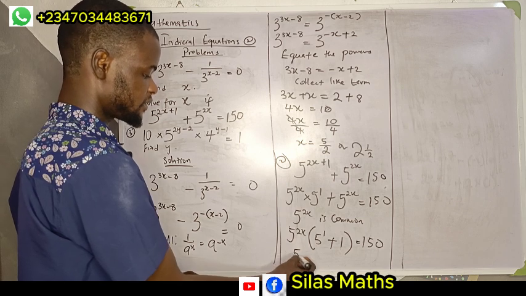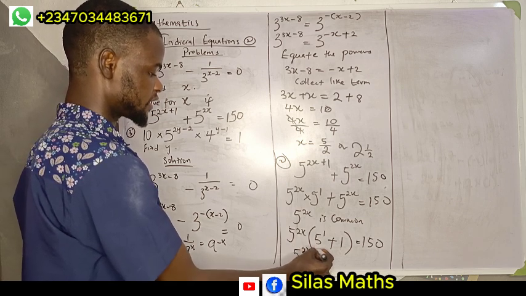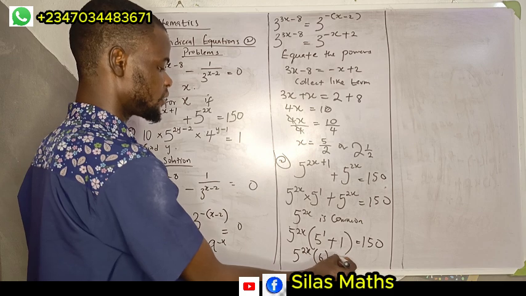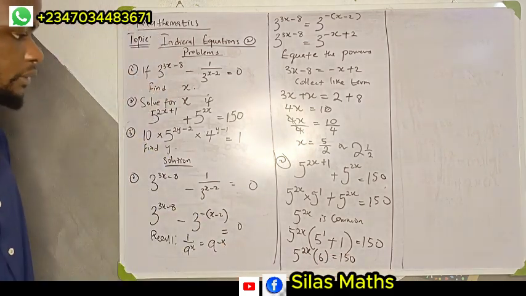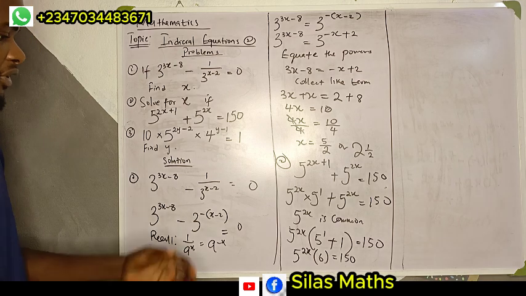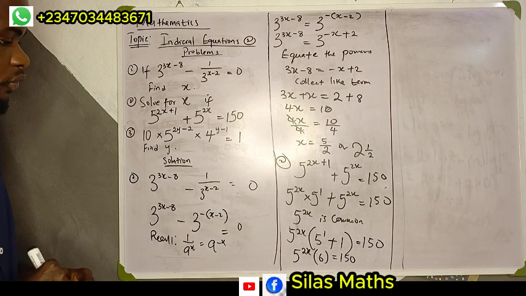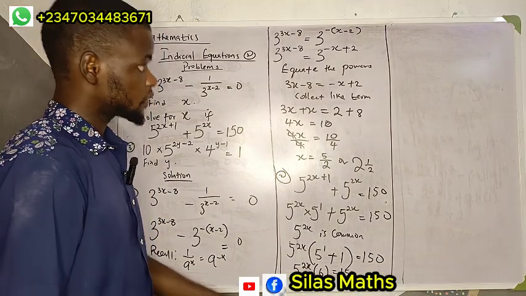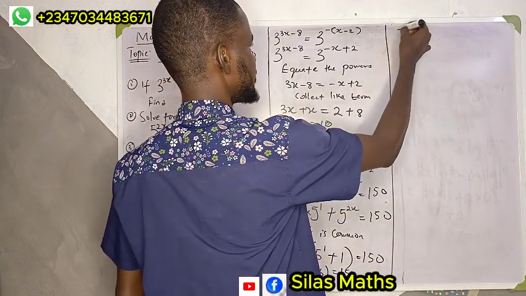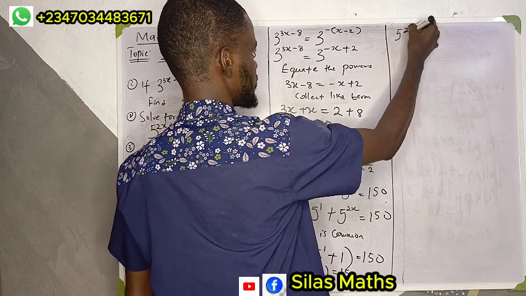So that will give me 5 to the power of what? 2x into bracket 6 equal to 150. Okay, 150. So to solve further, what do we do at this point? So we're going to have 5 to the power of 2x.